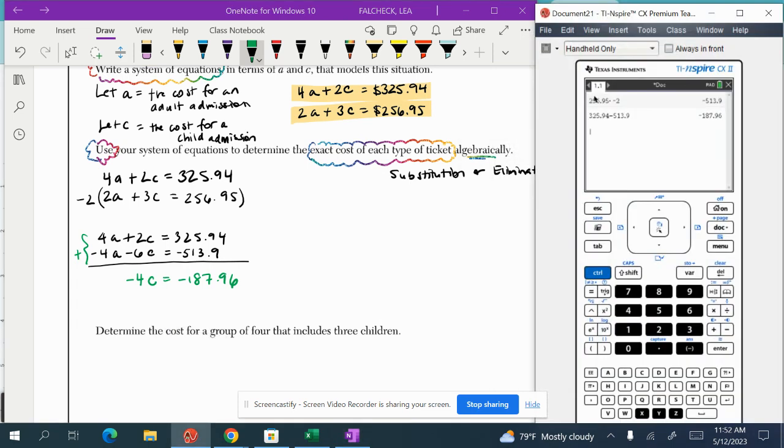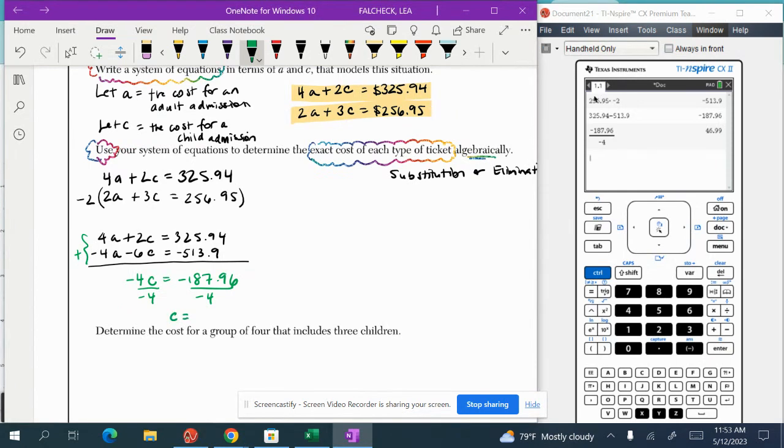I'm going to go ahead and divide both sides by negative 4. I should get 46.99. So the cost of a child ticket, or C, is equal to 46.99. Now I'm going to use that cost of a child ticket to determine the cost of an adult ticket by substituting into one of the originals. Now remember, these were the two original equations. So I'm going to pick one to substitute that C into.